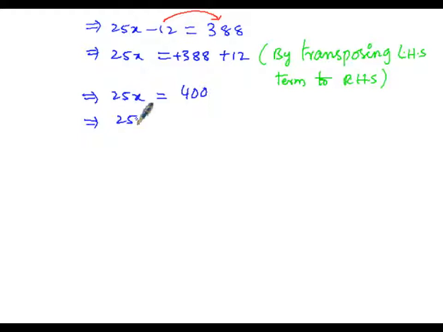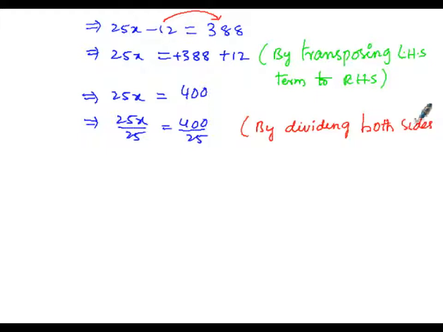So dividing both sides by 25, 400 also must be divided by 25. I got this logical step. So here, by dividing both sides of the linear equation by 25, which is the coefficient of this x. Further simplification, 25 and 25 will get cancelled to 1.